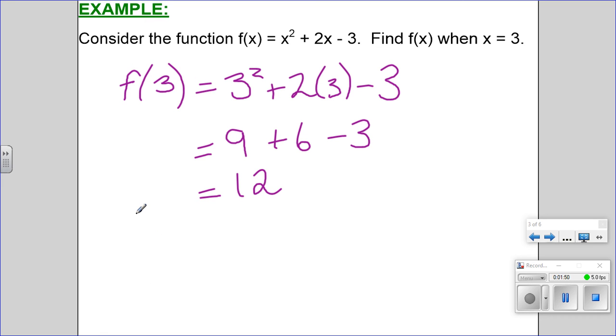And it would be the same as if it was y equals x squared plus 2x minus 3. You need to find y when x was 3. All you're doing is substituting 3 in wherever you see an x.